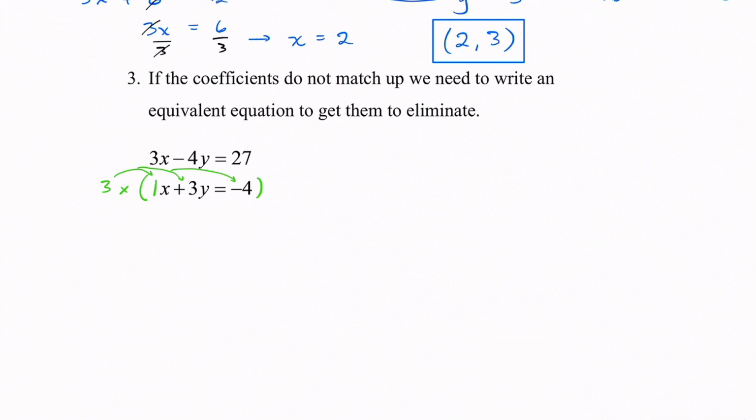All of them have to get multiplied by 3. So I'm just going to do that and write it over here on the right. So our first equation will stay the same: 3x minus 4y is equal to 27. And then our second one, we multiply everything by 3.